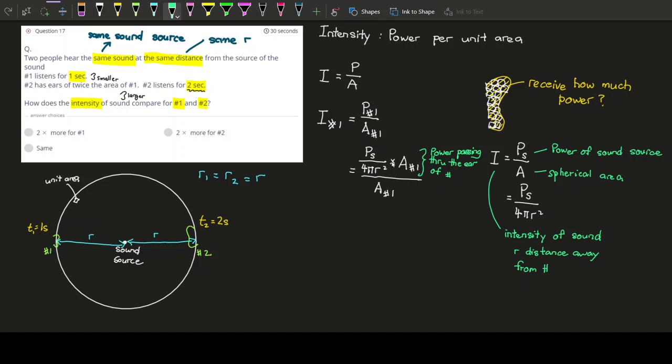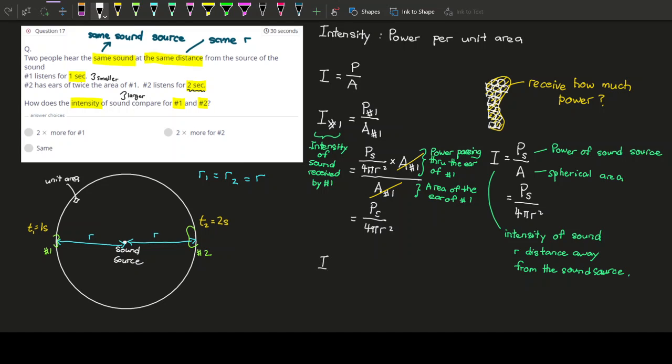I'm a bit worried you cannot understand the concept. This is a bit quirky. Okay, whereas this one is the area of the ear of person number 1. Then this will be the intensity of sound received by person number 1. It's an interesting question. Okay, so if you proceed, you will see that many things will cancel out. This one can cross each other out. So you are left with the power of the sound source divided by 4 pi r squared. So this is the intensity of sound received by person number 1.